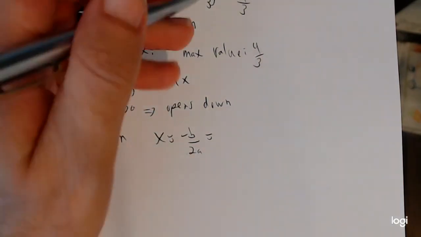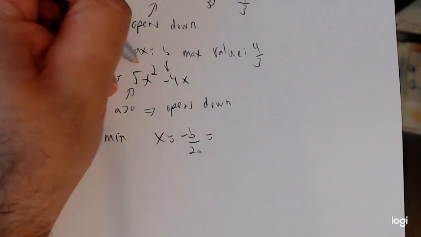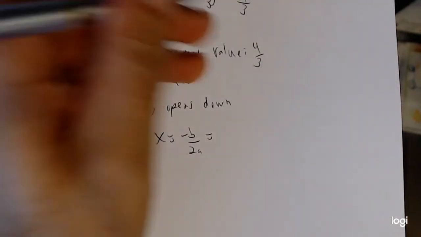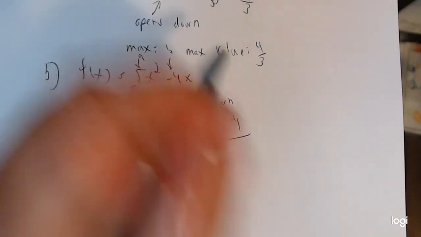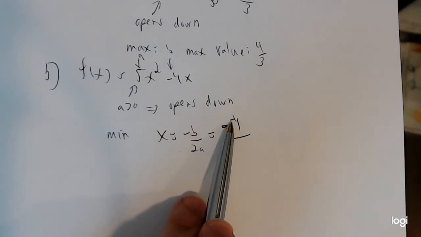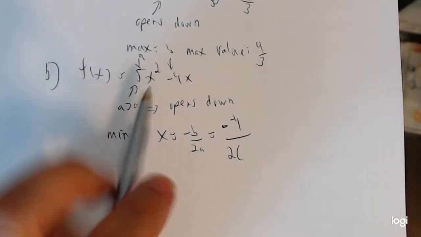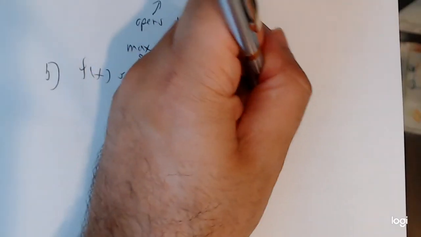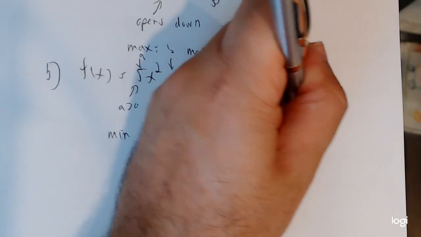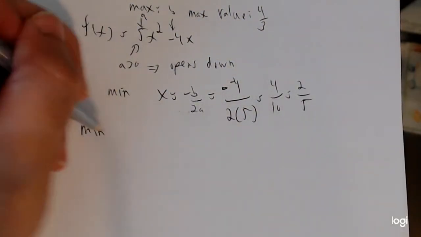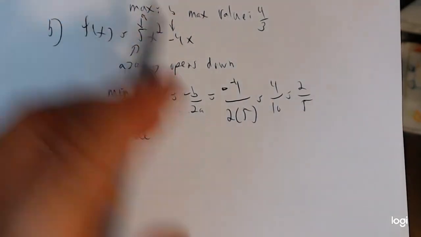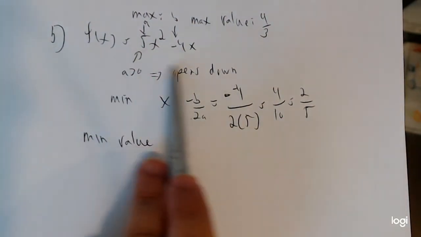So what is it that I know? b is negative 4, right? That's b, and that's a. So this is negative, and then b is negative 4. This negative is that negative, and that negative is because of the b, over 2 times a, which a is 5. So this becomes 4/10, which becomes 2/5. Now, to find the minimum value, that is found when I plug in 2/5 for x into the function here.